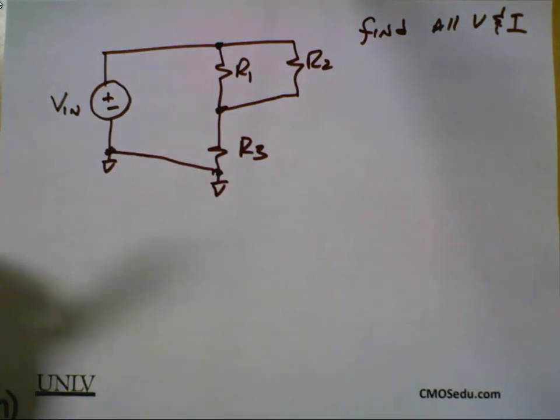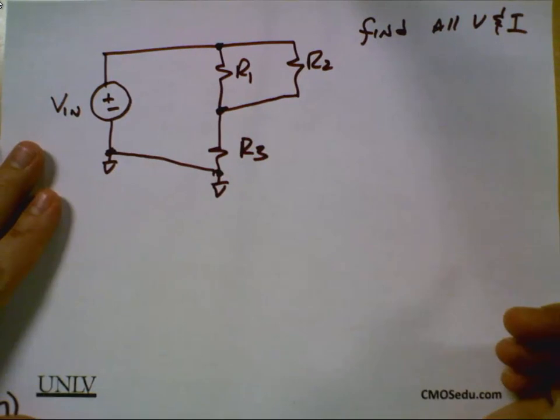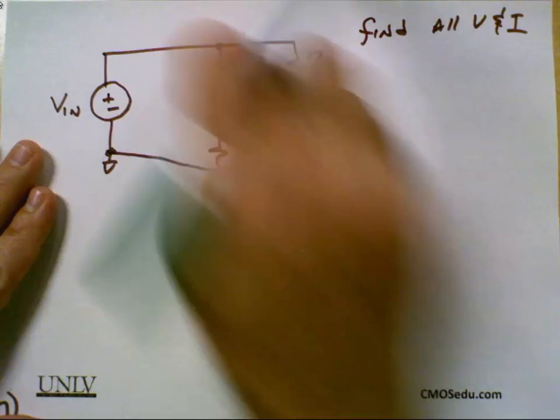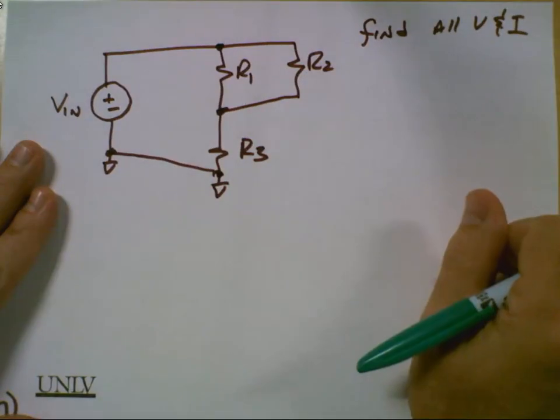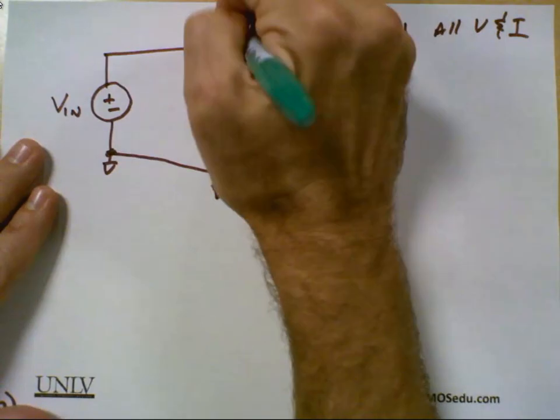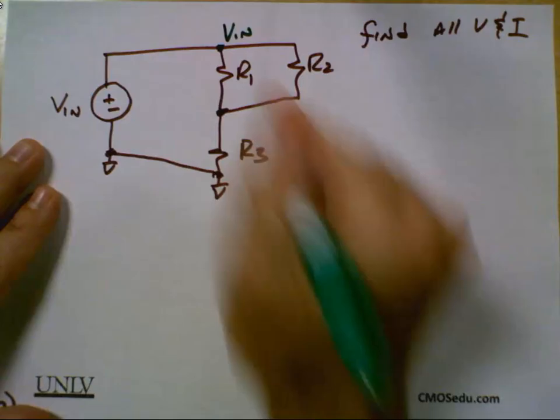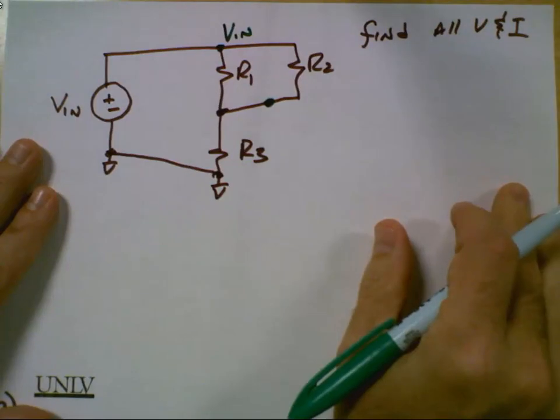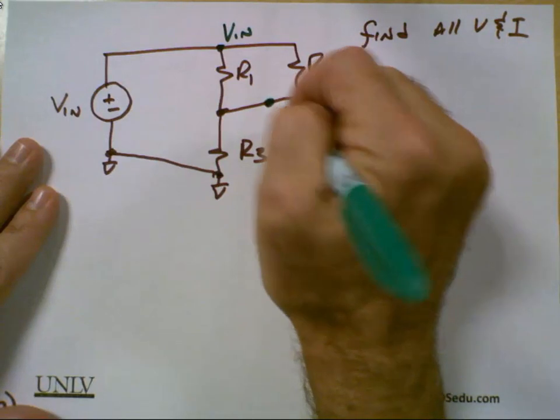All right, so let's label some nodes here. Something easy. What should I label this node as? V in, right? So let's put V in there. What about this node? Let's call it VY.